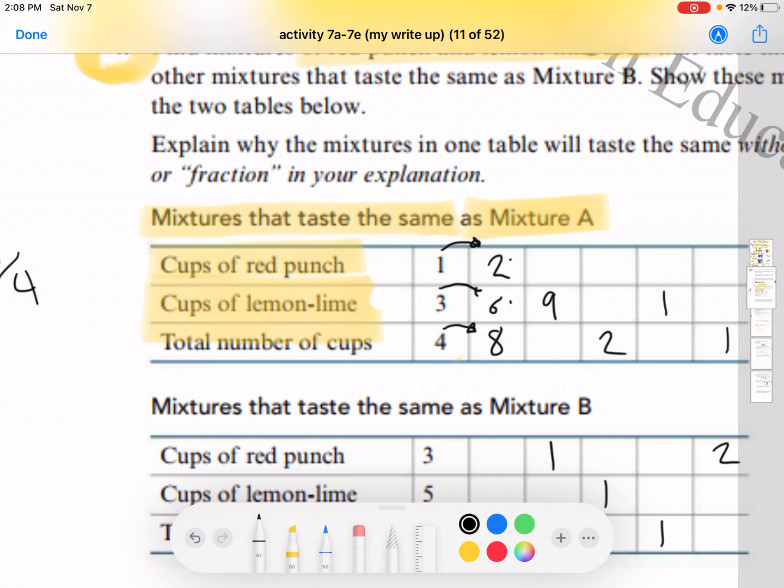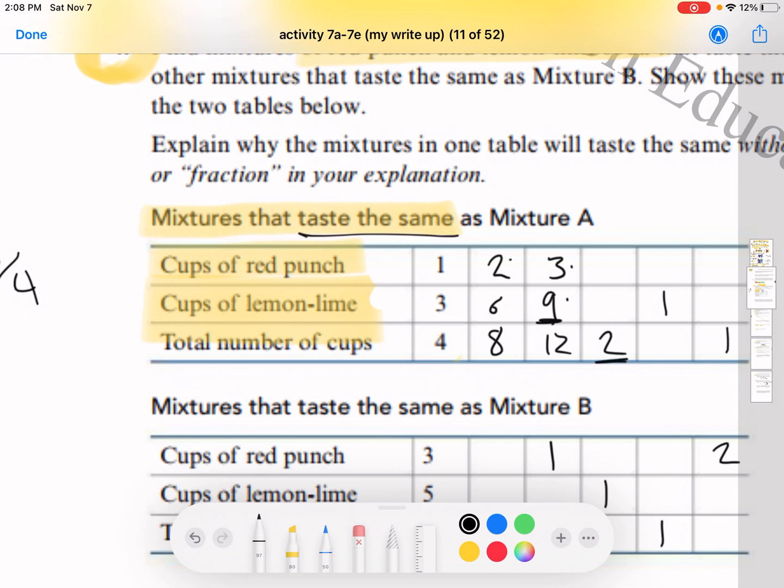Or if I wanted to use 9 cups of lemon lime juice, well, that would triple this, which means I would need to triple this, and that would eventually triple this, right? 3 times 4 is 12. It's the same thing. 3 plus 9 is 12. But this also works if we want to cut things in half. So these are just possible mixtures that taste the same.